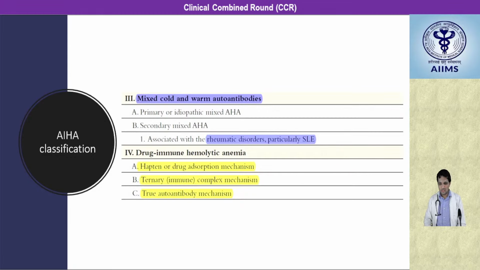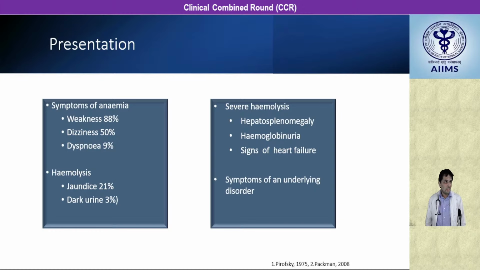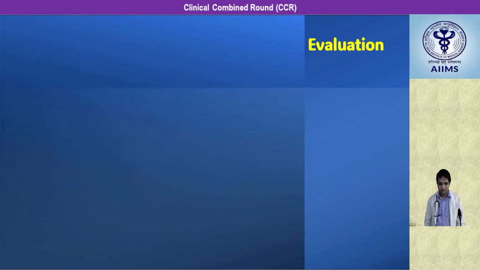Sometimes some drugs, like ATT drugs, can also present with hemolytic anemia through various mechanisms. AIHA mainly presents with the symptoms of anemia: weakness, fatigue, dizziness, and dyspnea. Sometimes it can present with symptoms of hemolysis or of an underlying disorder, and less often with hepatosplenomegaly or signs of heart failure due to severe hemolysis.